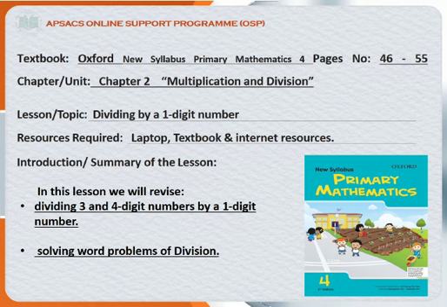In this lesson, we will revise the concept of dividing 3 and 4-digit numbers by a one-digit number and solving word problems of division.